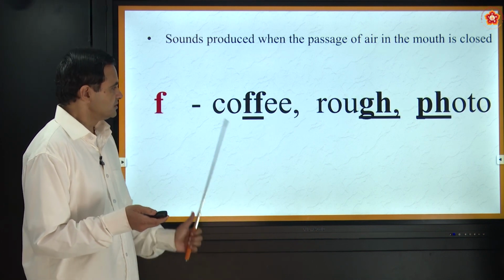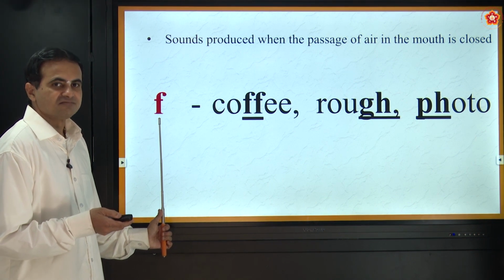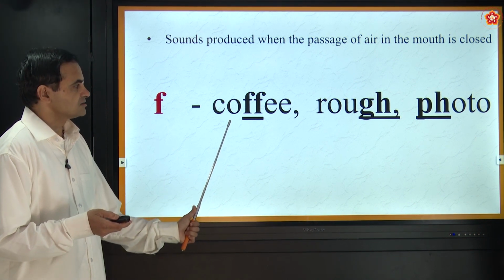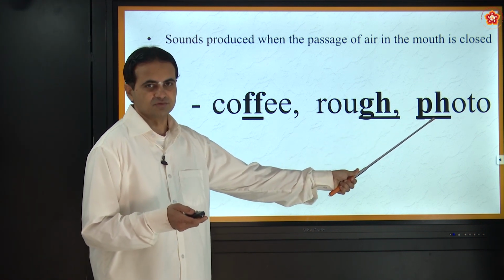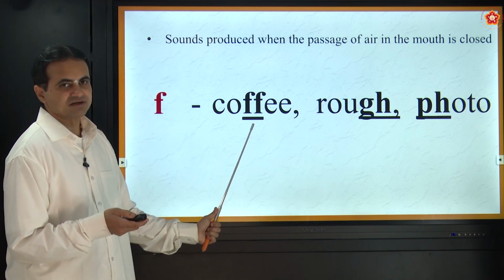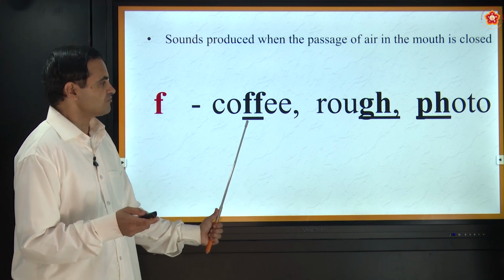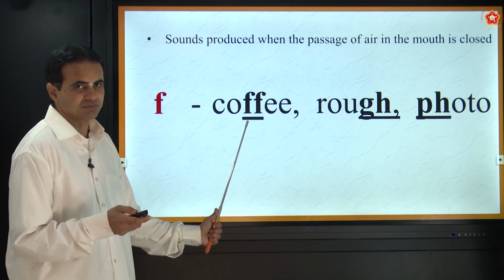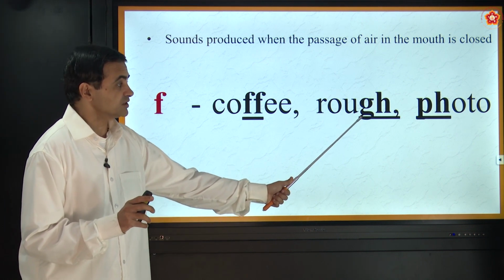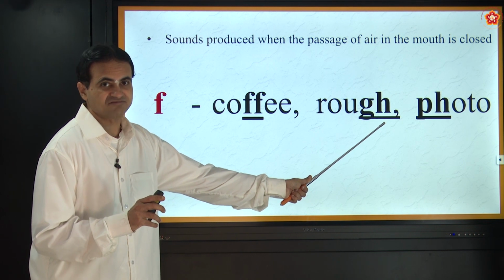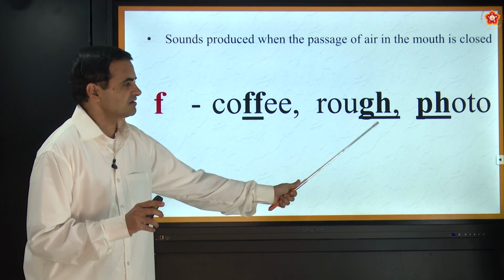Next consonant sound, F represents F. Examples: coffee, rough, photo. Here you see double F, but still it should be pronounced as just one F in coffee. Just because it is double F, we have to simply pronounce it as coffee. In rough, though it is GH, there is no F at all, but still we pronounce it as rough.